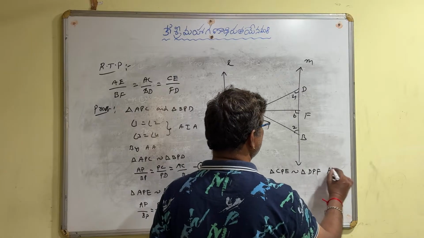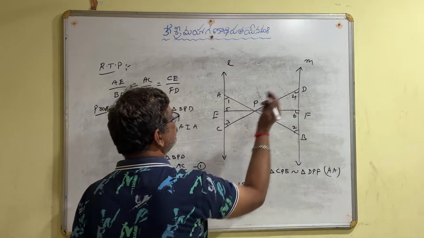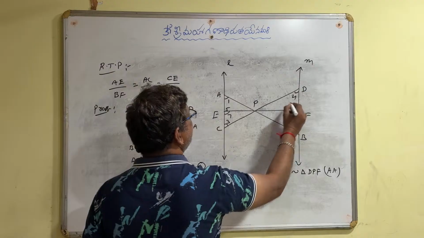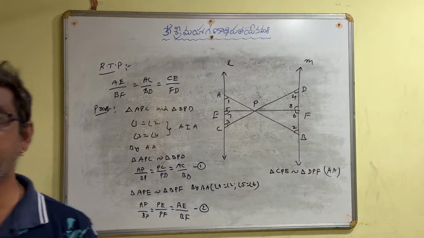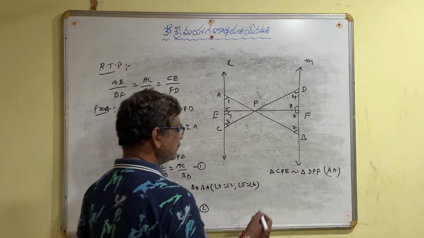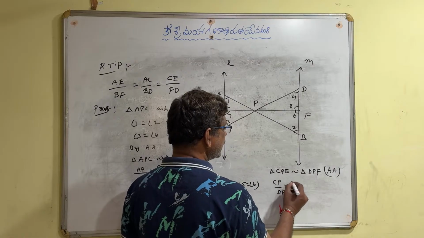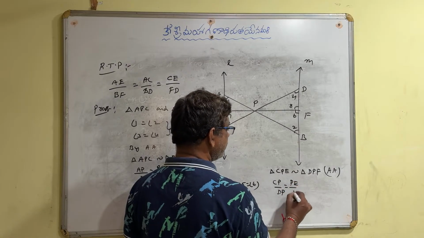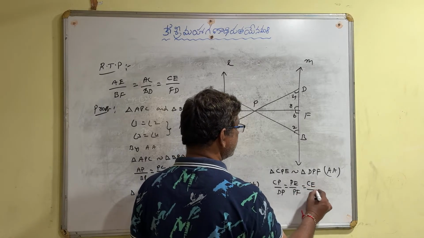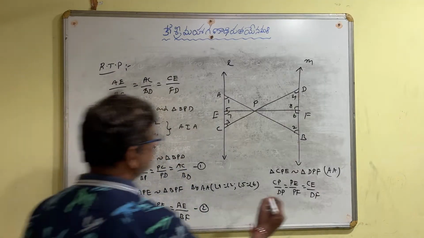That is also by AA similarity. By AA similarity, here angle 3 and angle 4 are equal, and angles 7 and 8 are equal, alternate interior angles. Now write the ratios. CP by DP is equal to PE by PF is equal to CE by DF. CE by DF, let it be 3.